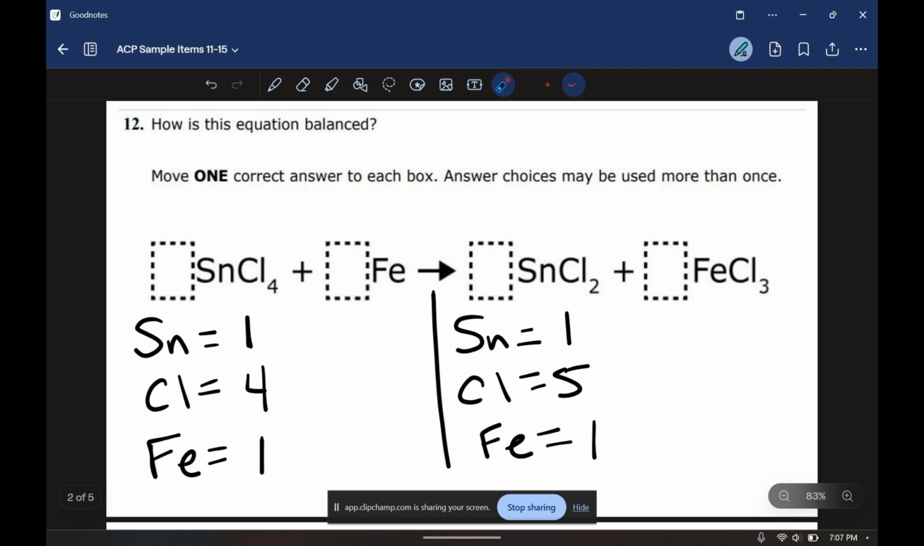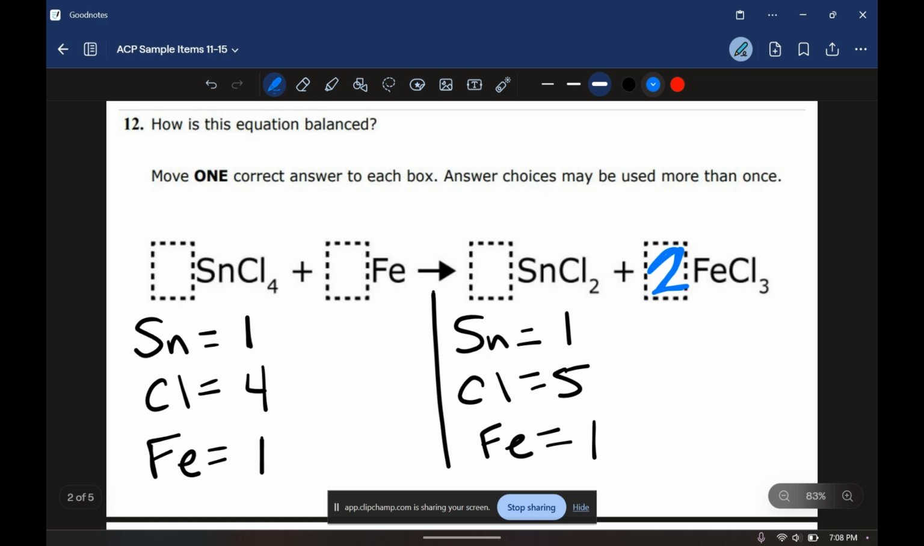Looking at the reactants, this 4, there's really nothing you can multiply by 4 to give us 5. So let's start by changing this number over here. Since it's easier for us to work with even numbers, let's change this to something else. So just put a 2 in front of it and go from there. Sometimes with balancing, you just have to do trial and error. Put one number, if it doesn't work, try something else.